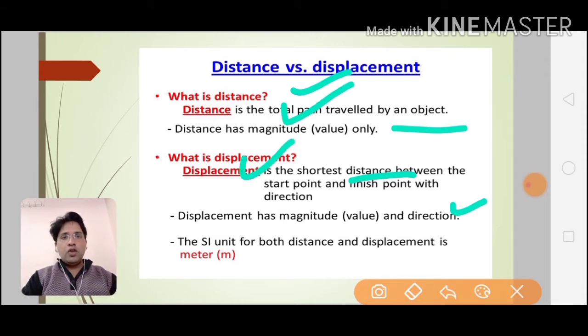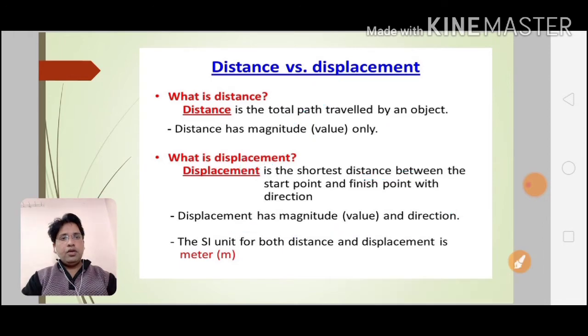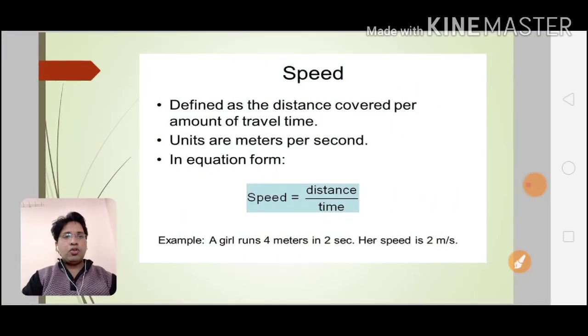Now what is a scalar quantity and what is a vector quantity? A scalar quantity has only magnitude but does not have a direction, whereas a vector quantity has both magnitude as well as direction. Now we will study about speed.